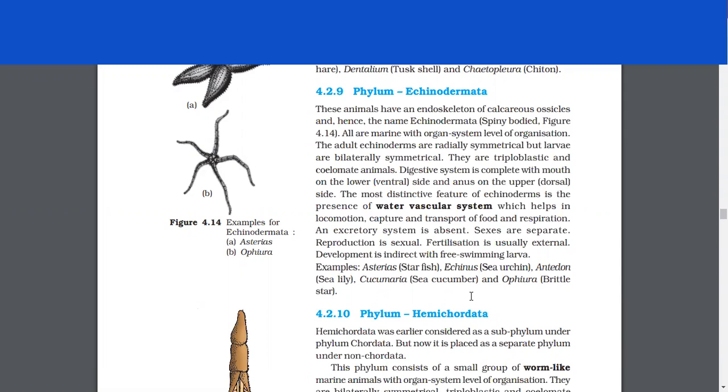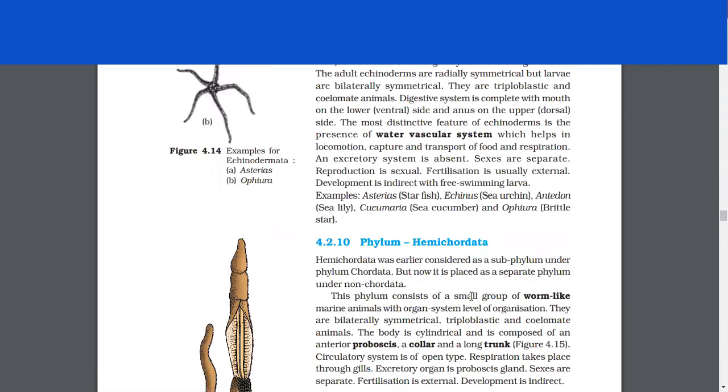The most distinctive feature of echinoderms is the presence of water vascular system, which helps in locomotion, capture and transport of food and respiration. An excretory system is absent. Sexes are separate. Reproduction is sexual. Fertilization is usually external. Development is indirect with free swimming larvae. Examples: Asterias, Echinus, Antedon, Cucumaria, and Ophiura.